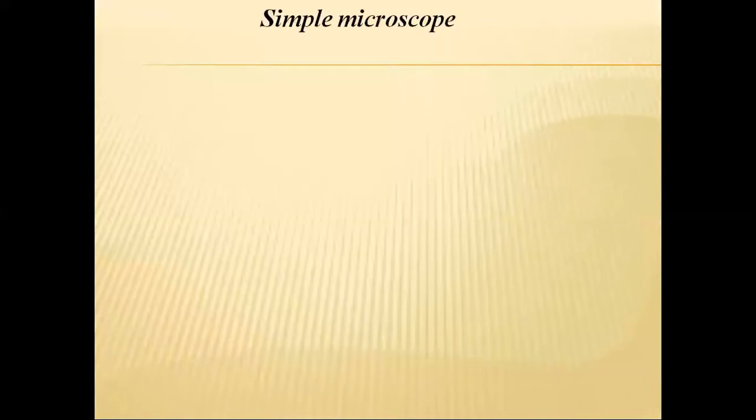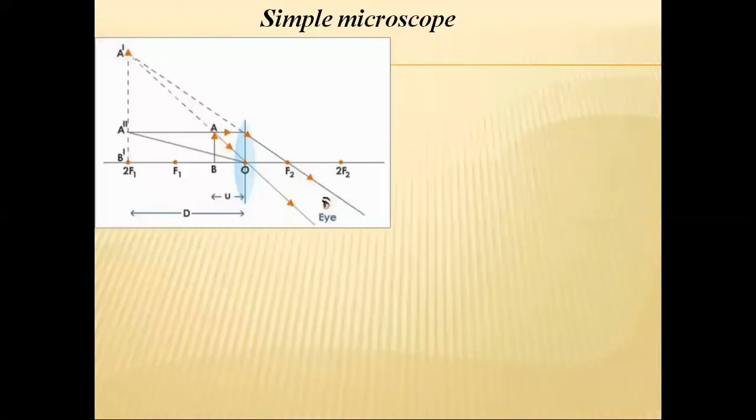Firstly, I discuss the working principle of the simple microscope. This is the image formation of a simple microscope, and this is the convex lens. If the object is present between the lens and the main focus, then its image is formed on the same side, because if we draw the ray diagram, these 2 rays never meet in real, but when extended back they must meet virtually. So this is a virtual image.